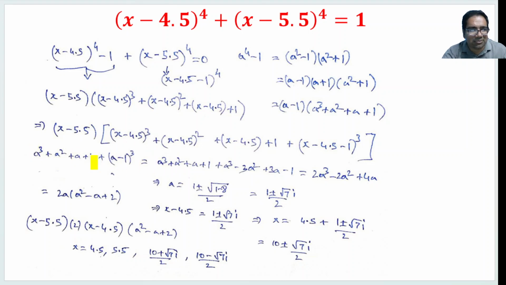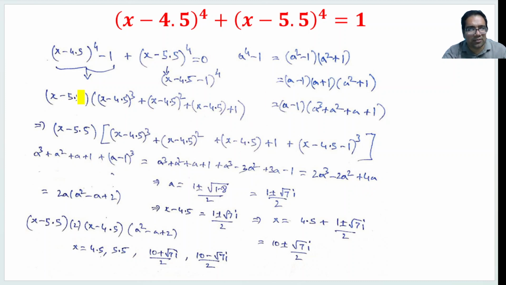So this entire expression becomes a cube plus a square plus a plus 1 plus a cube minus 3a square plus 3a minus 1. So here we have a cube and a cube, so 2a cube. Plus a square minus 3a square, that is minus 2a square. Plus 3a plus a, 4a, and 1 minus 1 is 0. Right, we are left with 2a cube minus 2a square plus 4a.